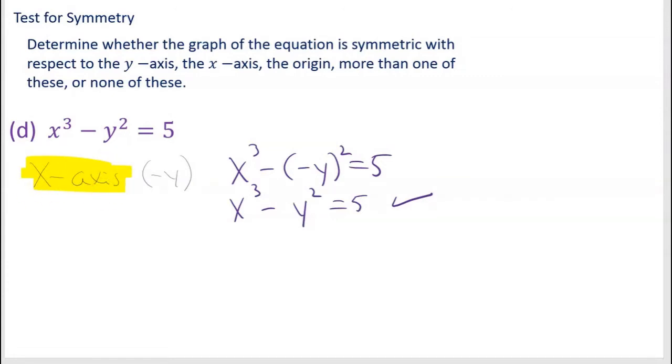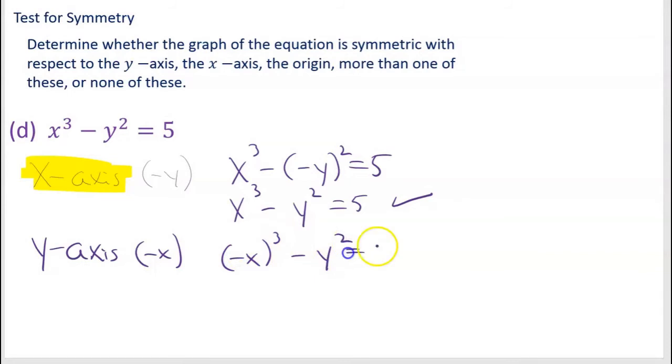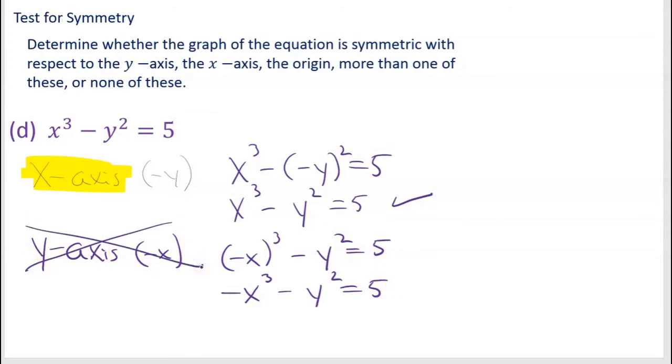Let's keep going. And really what I wanted to check first was the y-axis symmetry. So y-axis symmetry, you plug in negative x for every x. That'll give me negative x to the third minus y squared equals 5. And then when I simplify negative to the third power, it remains negative. So negative x to the third minus y squared equals 5. Notice that does not match the original. Negative x to the third certainly is not the same as positive x to the third. The minus y squared matches and the 5 matches, but everything's got to match. Therefore, this does not have y-axis symmetry.